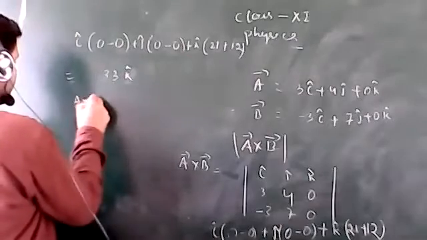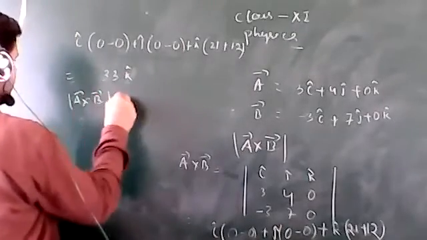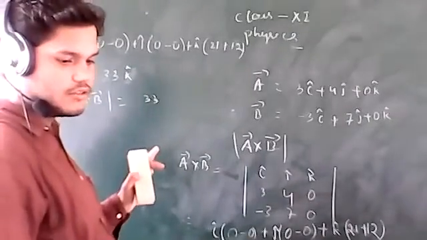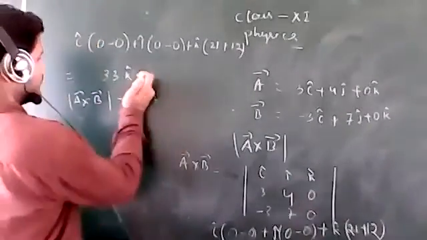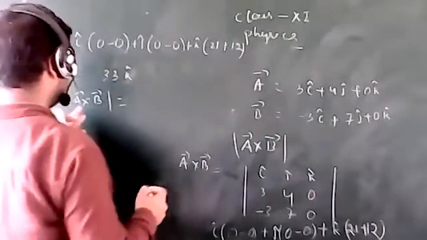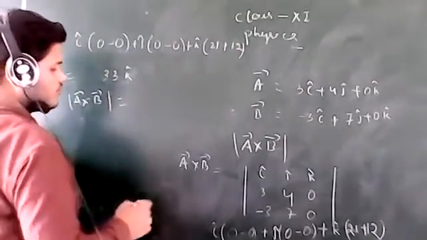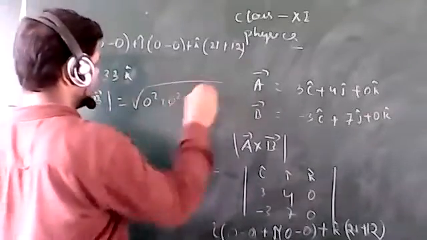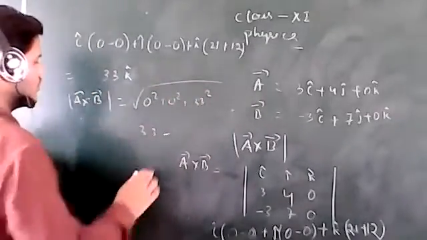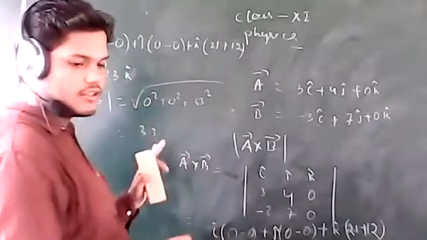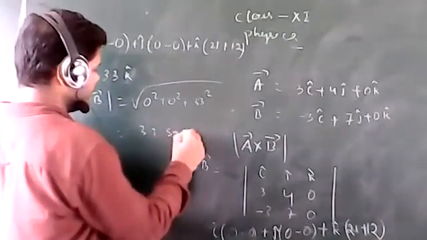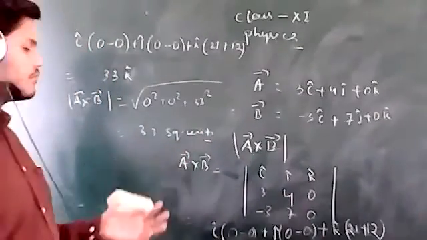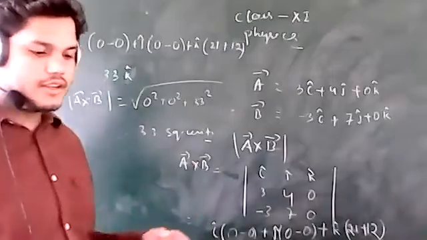And also you have to find the magnitude. The magnitude of A cross B will be the square root of 0 square plus 0 square plus 33 square, that is only 33. Yes or no? So you have to write 33 square unit. So this is the formula for finding the area of the parallelogram.